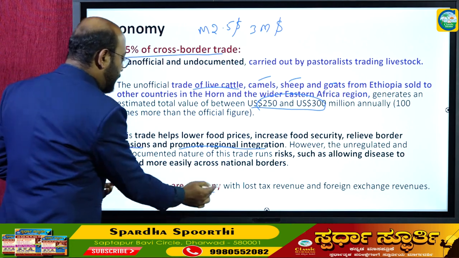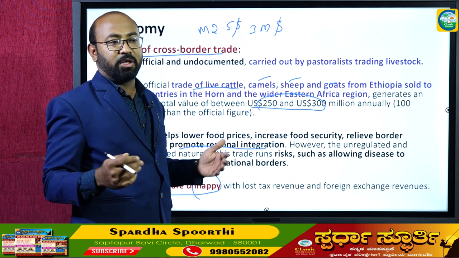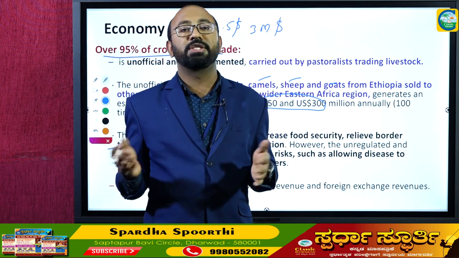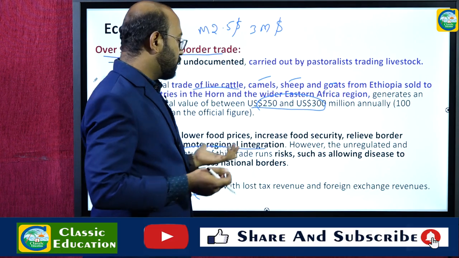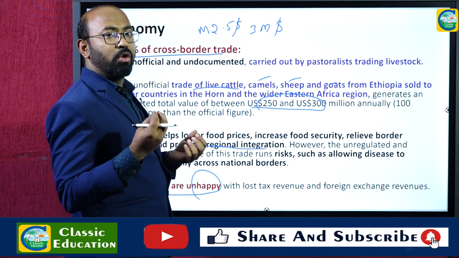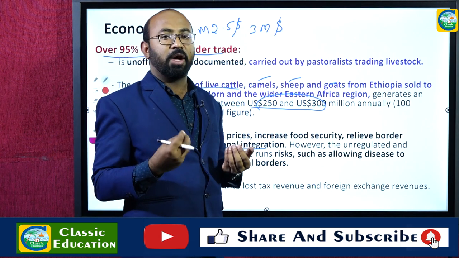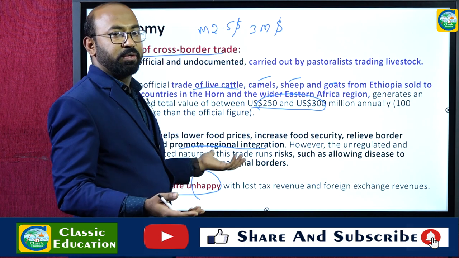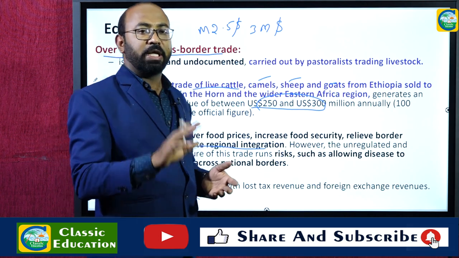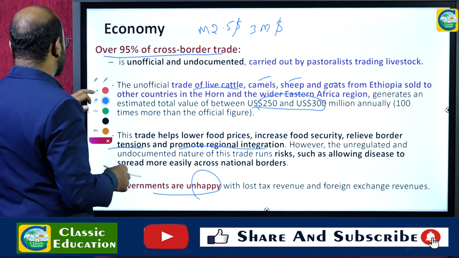But the governments are unhappy. Obviously, if so much trade is happening between the countries illegally, governments are on the losing side. They are unhappy because a very low amount of tax is collected, or tax revenue received is very less. These governments want to impose tax by recognizing or preventing the illegal trade in the region.